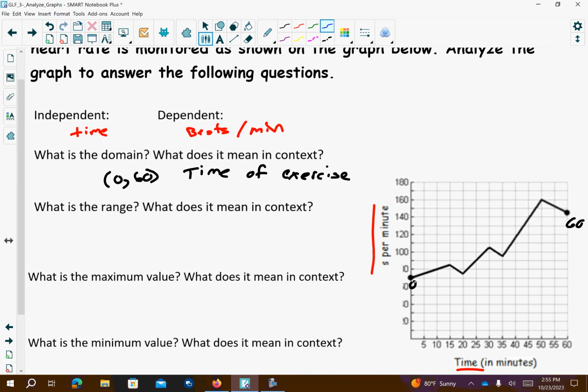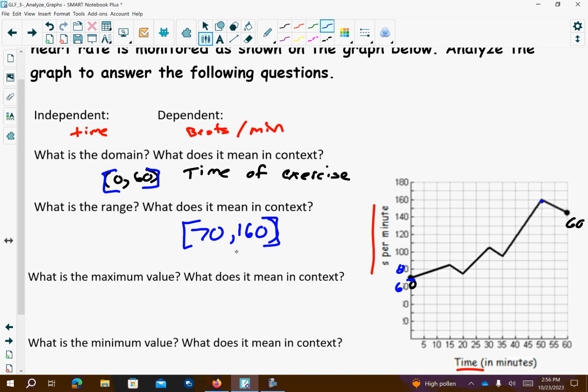What is the range? Well, it looks like it's starting there at 70. So 70 is my lowest. And then my highest is up there, which is at 160. Okay, and we can go square brackets on both of those. And it should have been square brackets up there as well. I'm sorry.